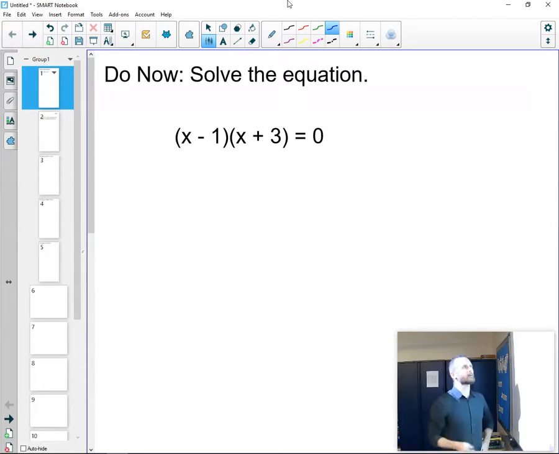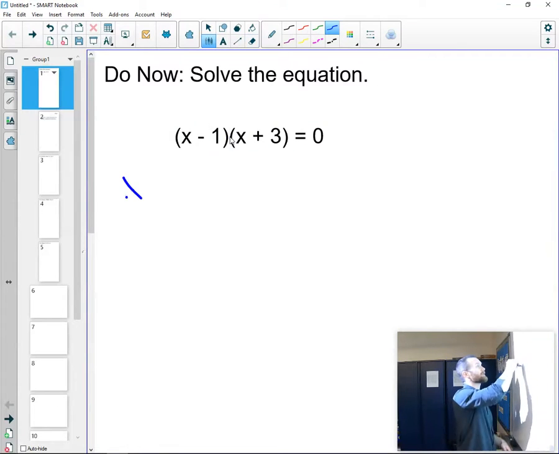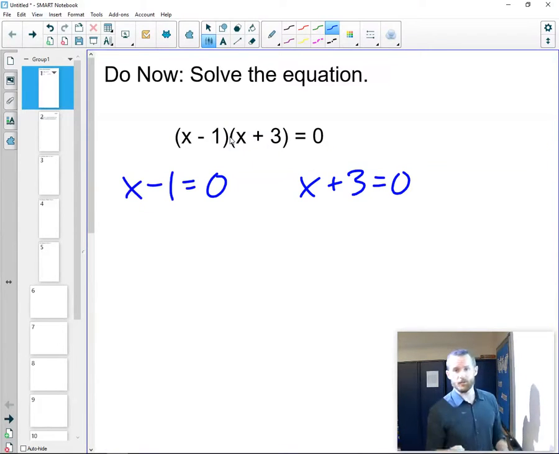We're going to solve the equation (x - 1)(x + 3) = 0. Hopefully we remember how to do this. We can just use the zero product property. Since we have two things that are being multiplied and the product, the answer, is 0, the only way this is going to make any sense is if one of the things equals 0. So we can put x - 1 = 0 and x + 3 = 0.